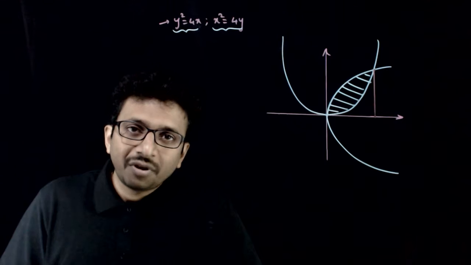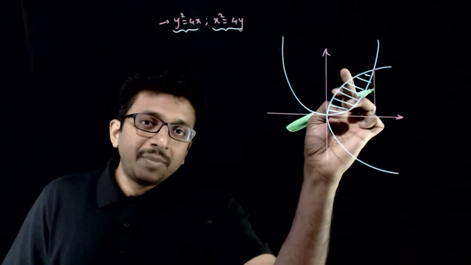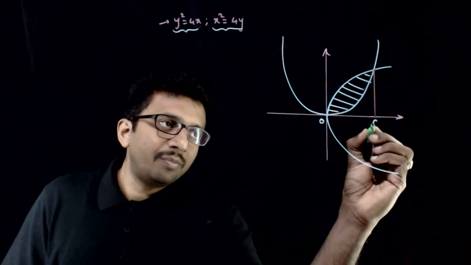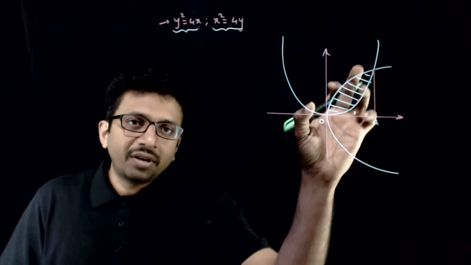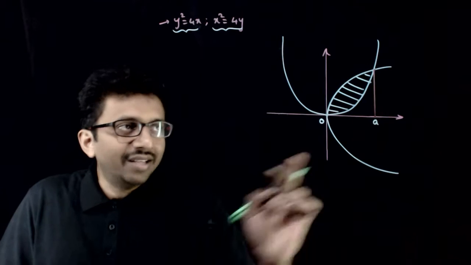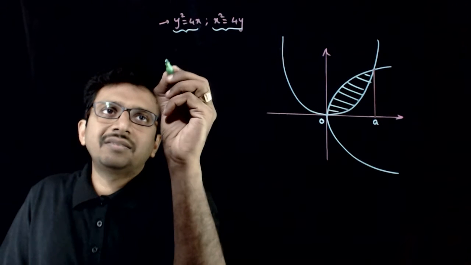So again a very straightforward question. This area can be found out by integrating upper curve minus lower curve between 0 and the point of intersection. So 0 to a, upper curve minus lower curve. First you need to find this value of a, that is the x coordinate of the point of intersection. So let us first find that.